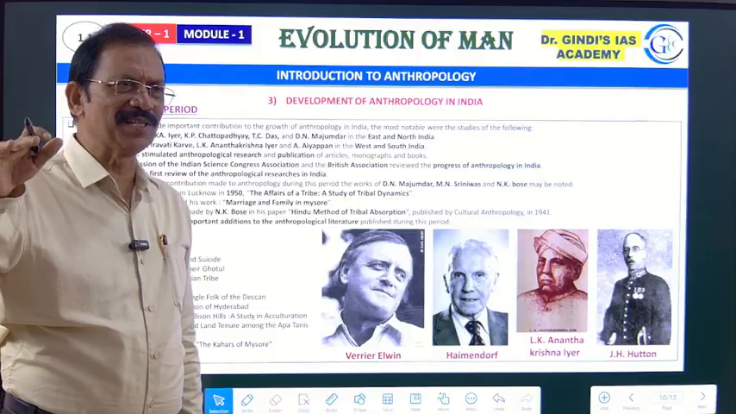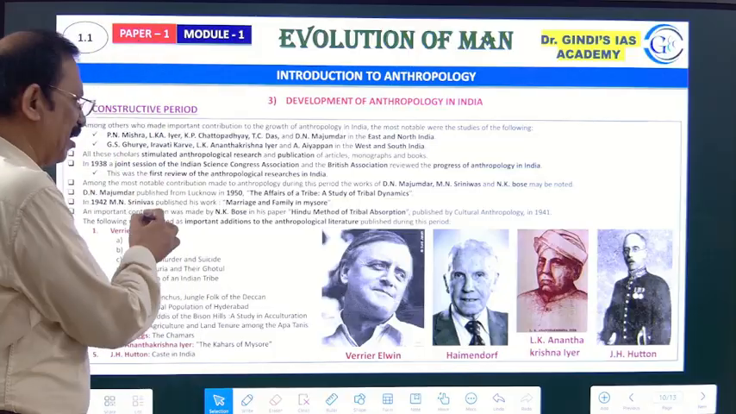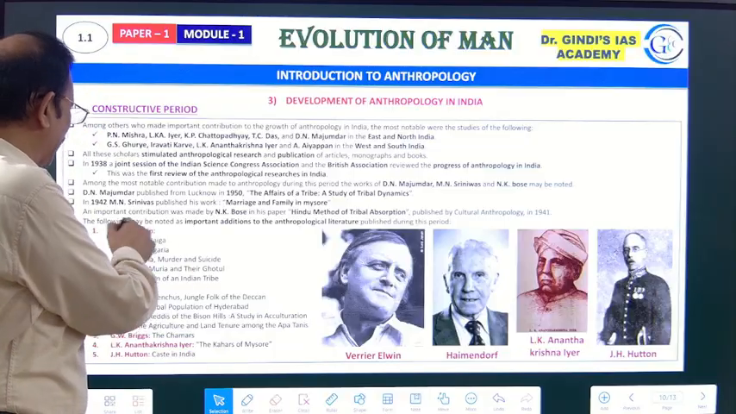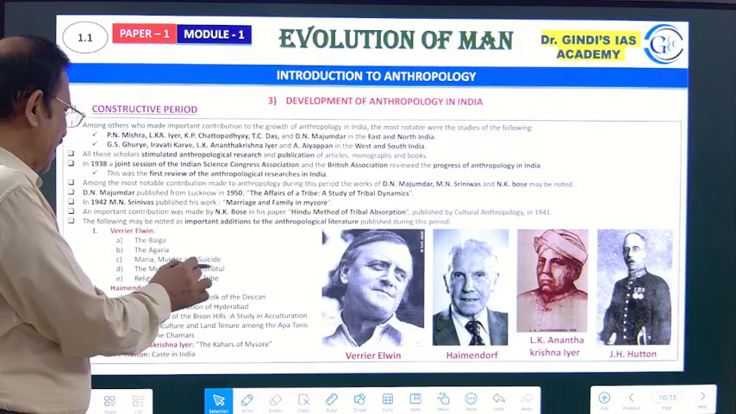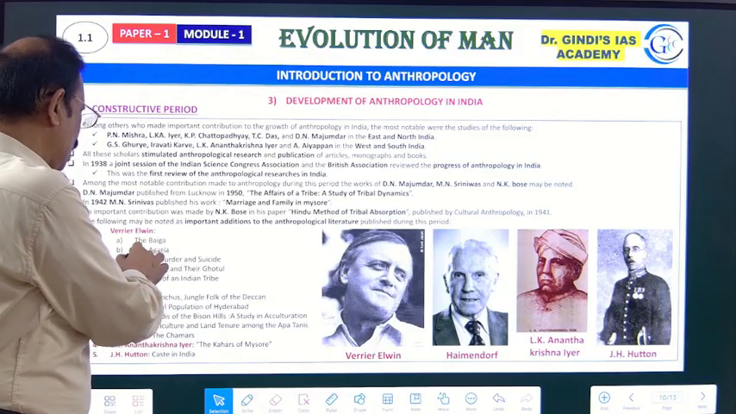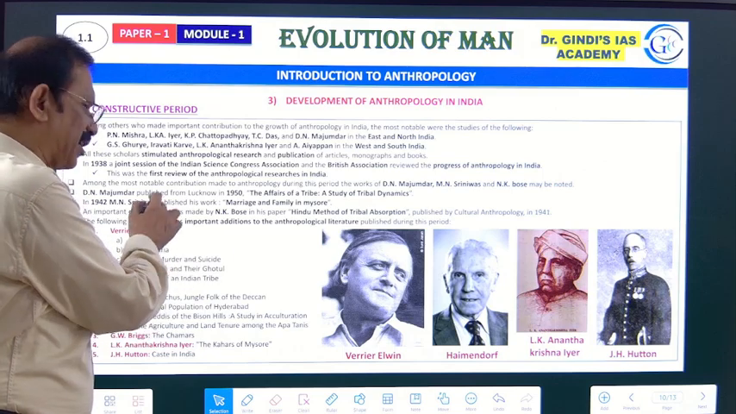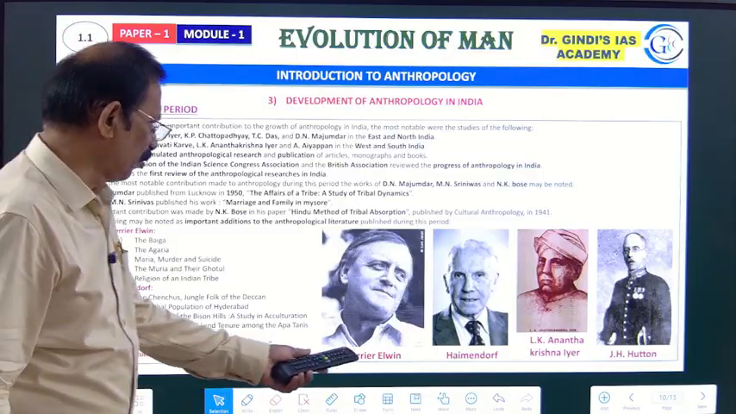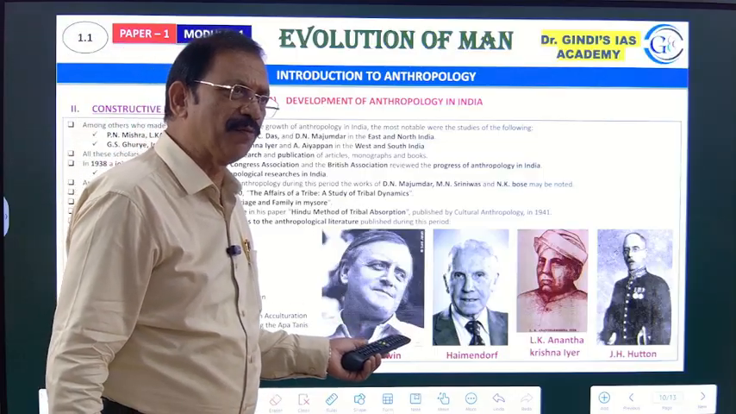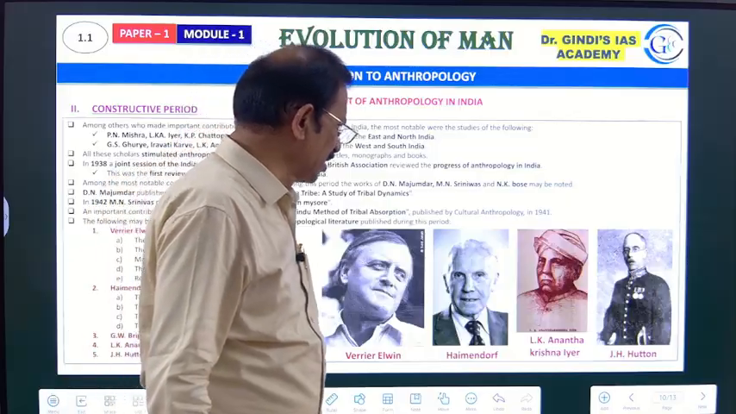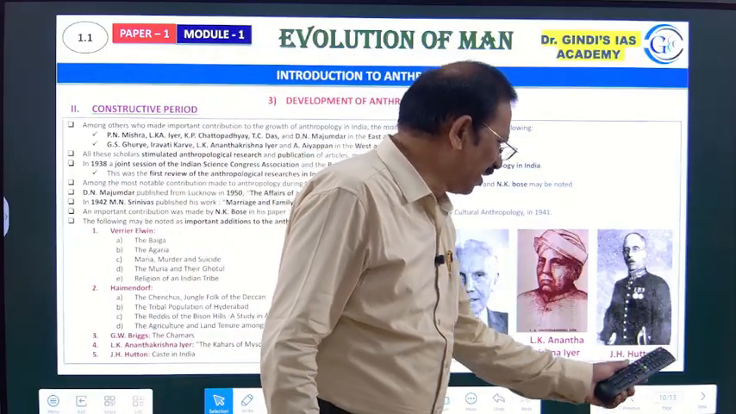While we are going to discuss that chapter, we discuss Elwin, what his contributions and models were. He has conducted research on the Baiga, Agaria, Maria, and so many tribes. Maria, Murder and Suicide: these are the various textbooks and monographs he has given. Then Haimendorf, and Verrier Elwin, who was an advisor to our first Prime Minister Pandit Jawaharlal Nehru. Then Haimendorf, the famous anthropologist, Ananthakrishna Iyer, then Hutton.